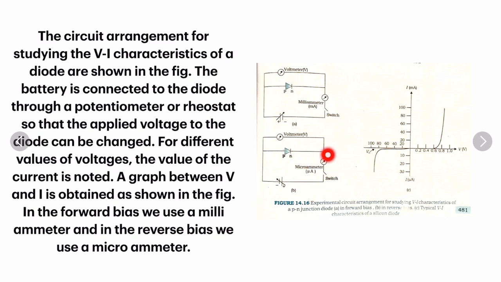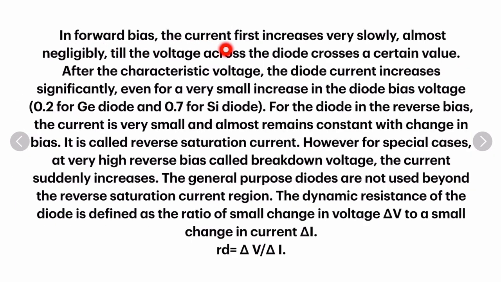Very clearly you can see, because in the reverse bias the current is of the order of microamps, which I already told you in my previous video. And to measure the voltage across the PN junction, a voltmeter is connected across the diode like this. Now in forward bias, the current first increases very slowly, almost negligibly, till the voltage across the diode crosses a certain value. That is what I have shown you.